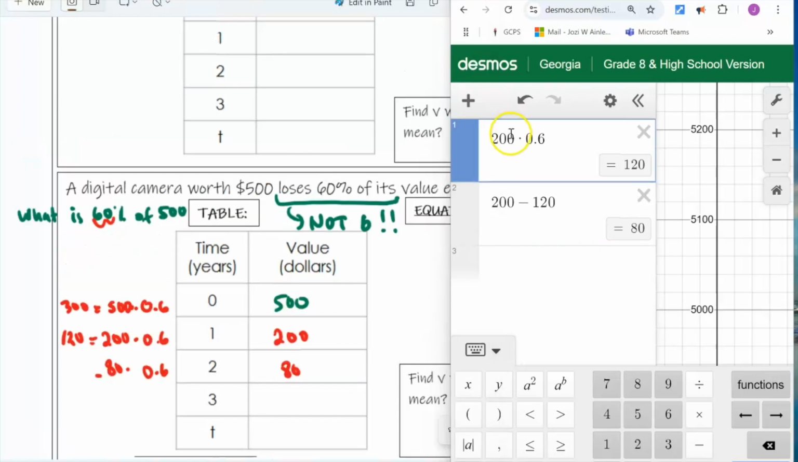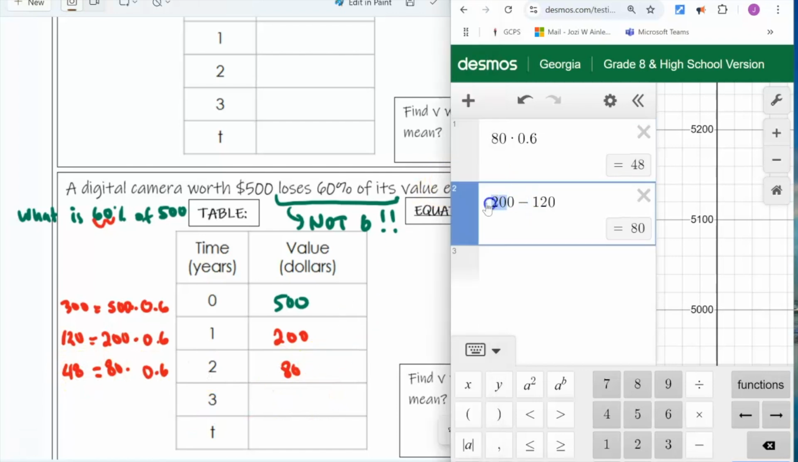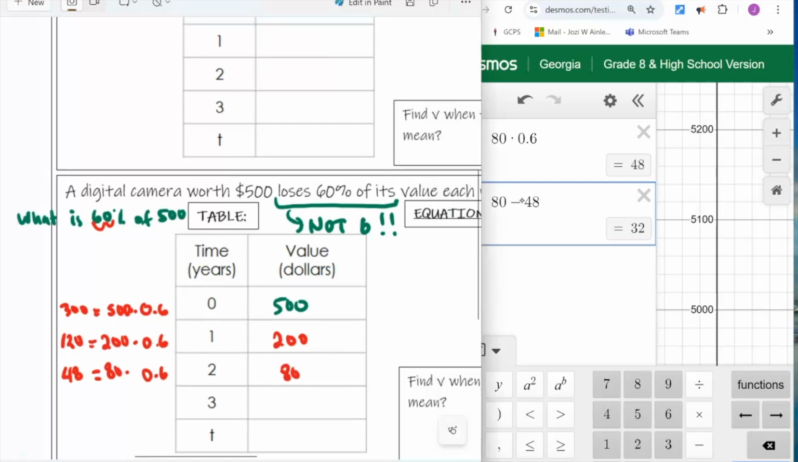All right. So now what is 60% of $80? 48. So 80 times 60% or 0.6 is $48. So again, is 48 what I put right here? No, because this is the amount I'm losing. I was starting with 80 and now I am losing 60% of that, which is $48. So now I have $32. So at year 3, I have $32.